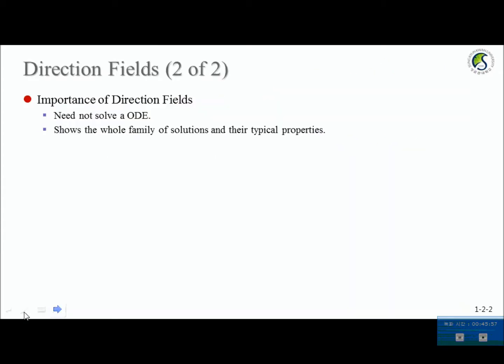So the importance: this is a very primitive method, but it's very intuitive because you don't need to solve the ODE. We didn't solve anything yet. We're just simply calculating from the explicit form. But it shows the whole family of solutions and how it goes. The disadvantage is that you don't get the functional form, right?